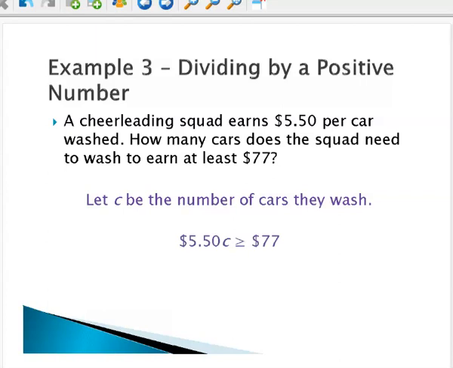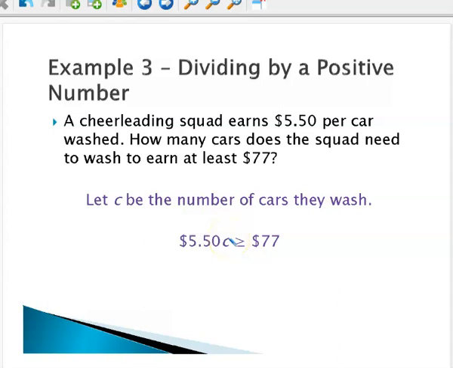If I do this right, I realize that for each car, which I don't know how many we're washing, but each one I get $5.50, okay? Which makes that a multiplication problem. So if I want to know the number of cars that they need to wash to get to $77, this is what I'll end up with, right? I need at least 77. Now it could be more, and that's okay.